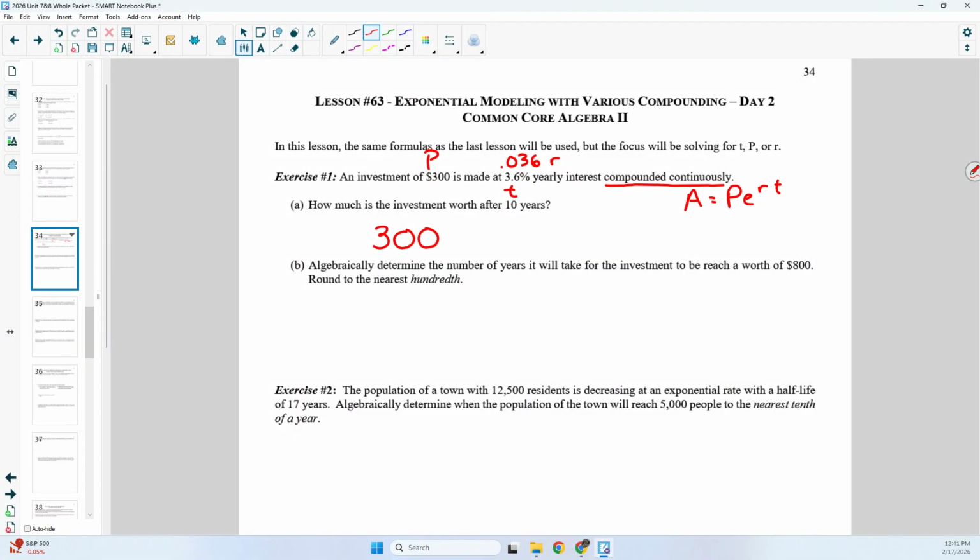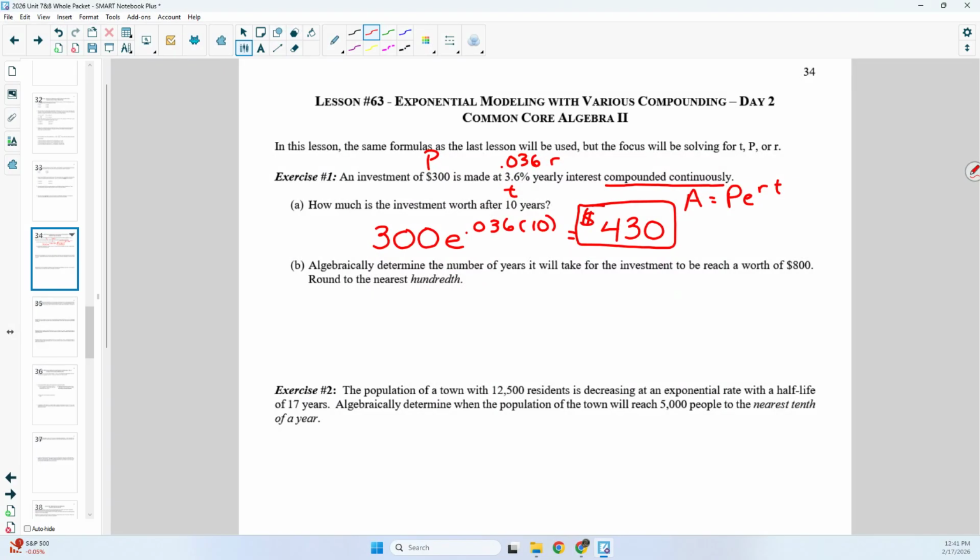So I have 300, the number e, 0.036 times 10. And I'm going to go through these pretty quickly, suggesting to try some of them on your calculator on your own. So that gives me $430 to the nearest dollar.